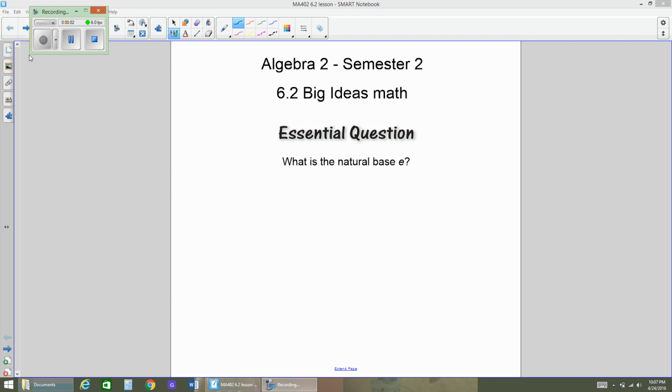Welcome back to Algebra 2, Semester 2. This is Chapter 6, Section 2 from the Big Ideas Math textbook. And our question today is, what is the natural base e?